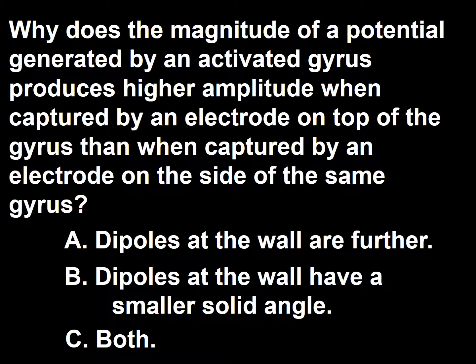Next question. Why does the magnitude of a potential generated by an activated gyrus produce higher amplitude when captured by an electrode on top of the gyrus than when captured by an electrode on the side of the same gyrus? A. Dipoles at the wall are further. B. Dipoles at the wall have a smaller solid angle. C. Both.